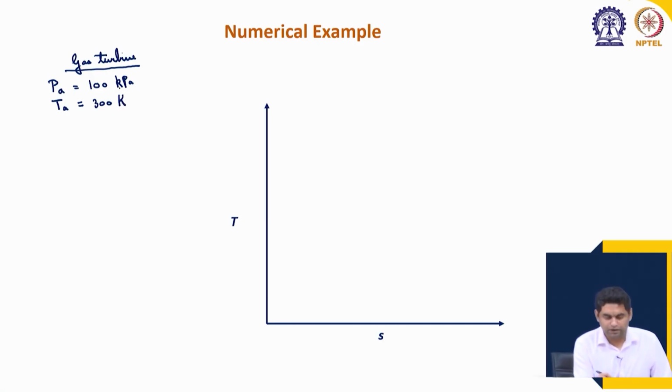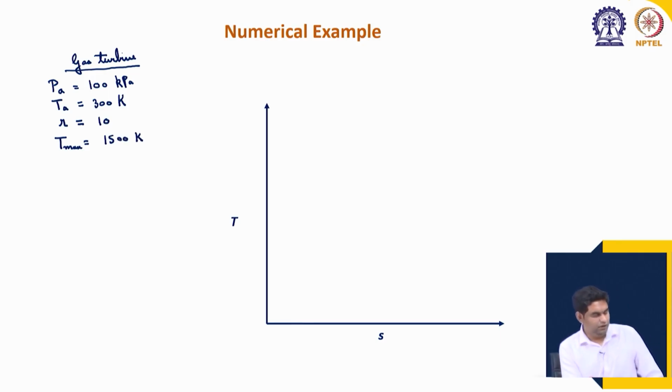Then we have a pressure ratio R. This is a design parameter, remember, and it is 10. The turbine inlet temperature T max is 1500 Kelvin. We also have a combustion efficiency equal to 0.98.